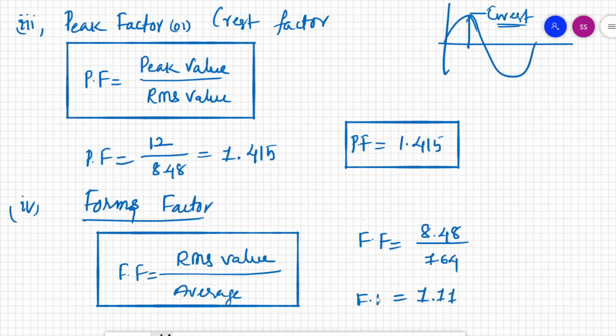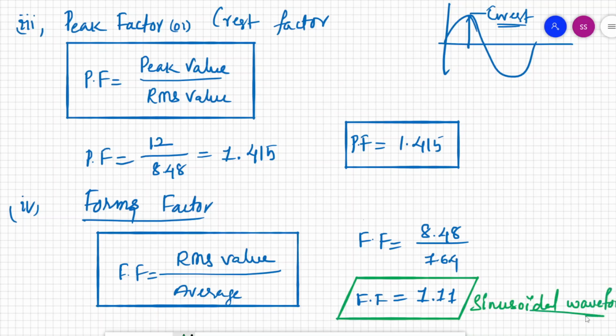You can remember, what is the form factor of a sine wave? You can directly say it is 1.11. It is a fixed one. The form factor of a sinusoidal waveform is 1.11. So this is our fourth question. Now let us proceed.